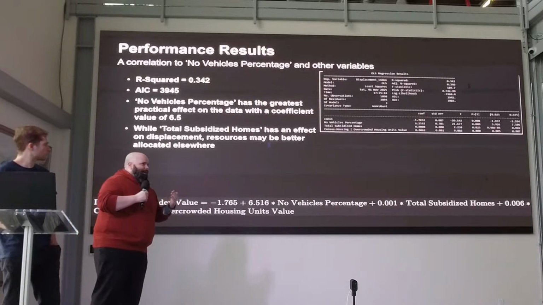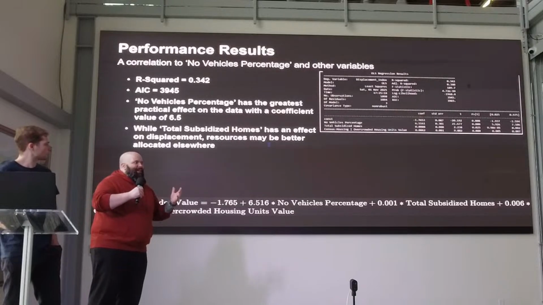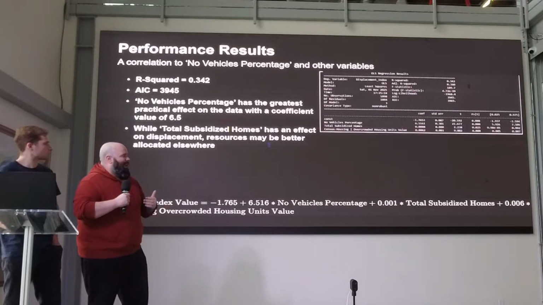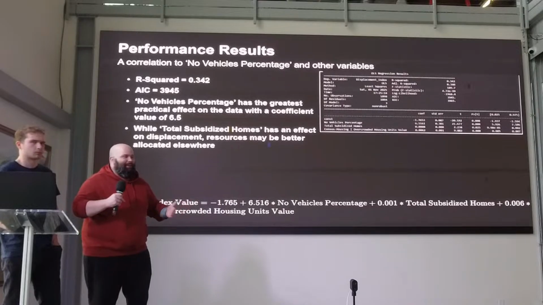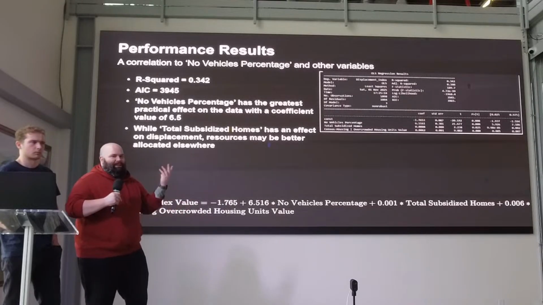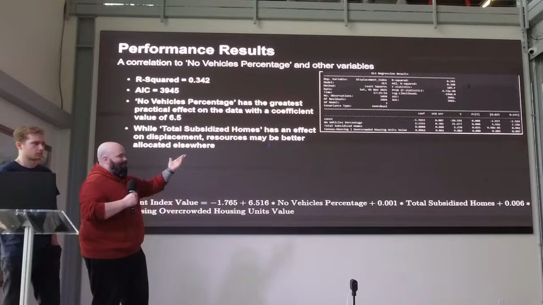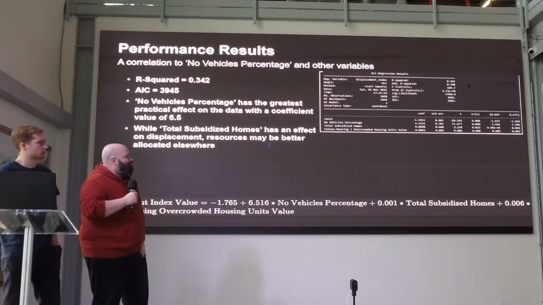The way I looked at that is, if the top of the index is 6 and you gave everybody in that zone a car, they would drop down to 0. They would go immediately back down to the bottom, assuming the regression fits really well, which is kind of questionable.